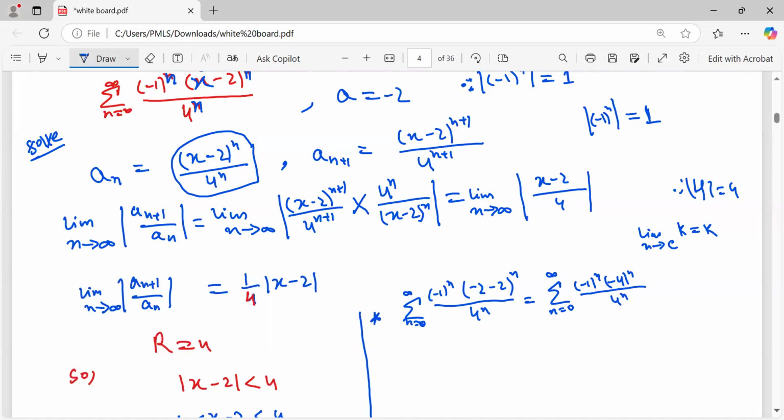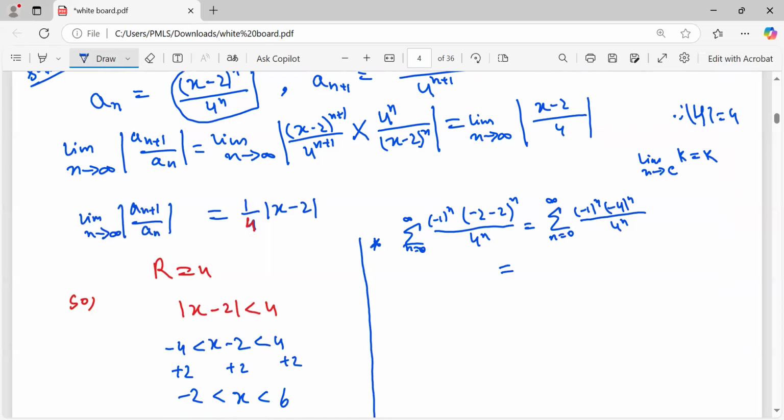And if we simplify more, we can see that it can be expressed as the summation from n equals 0 to infinity of minus 1 raised to power n, and this expression can be written as minus 1 raised to power n times 4 raised to power n divided by 4 raised to power n. So 4 raised to power n will be cancelled out, and we know that when the base is the same, in multiplication the powers will be added. So actually this will become the sum from n equals 0 to infinity of minus 1 raised to power 2n.